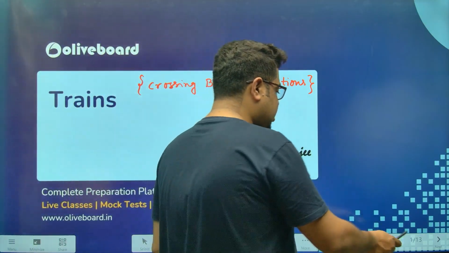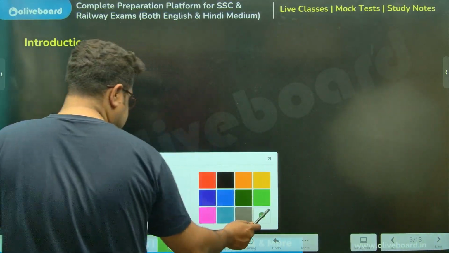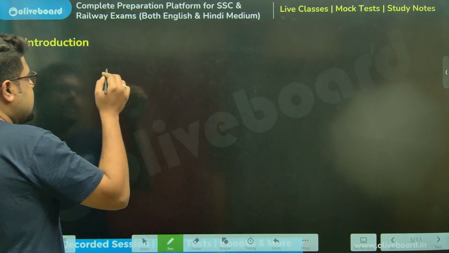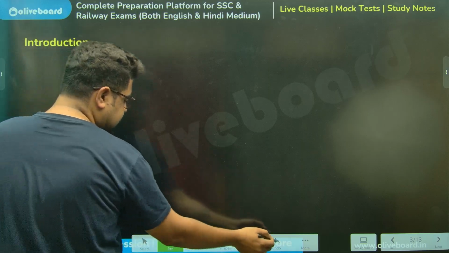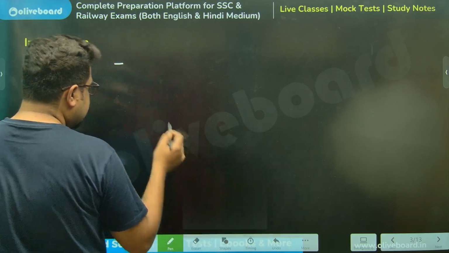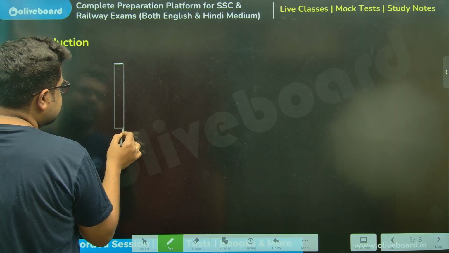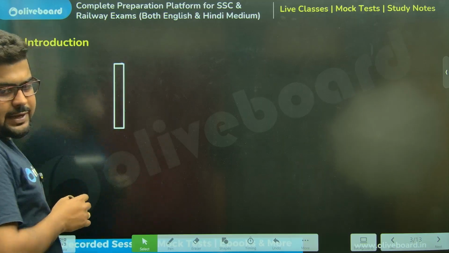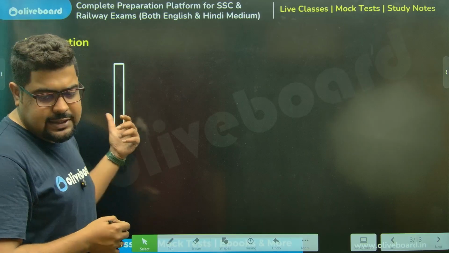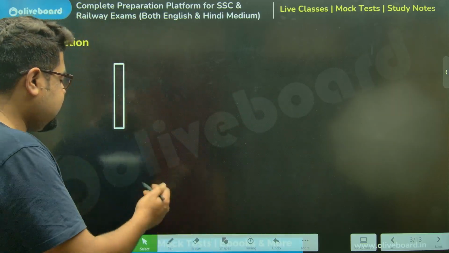Now the concept. Please understand the basics. If there is one train, for example, and it wants to cross something which does not have any significant width, for example, something like this. I'm assuming it does not have any significant width. A train wants to cross this. This might be a pole, or a post, or a tree, or another man, whatever it is.